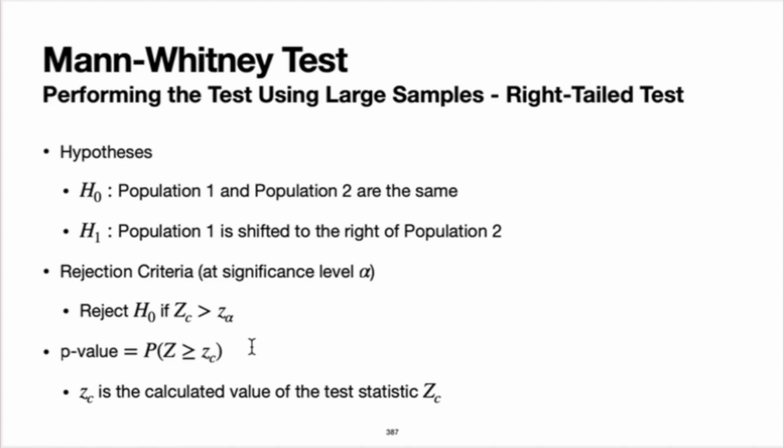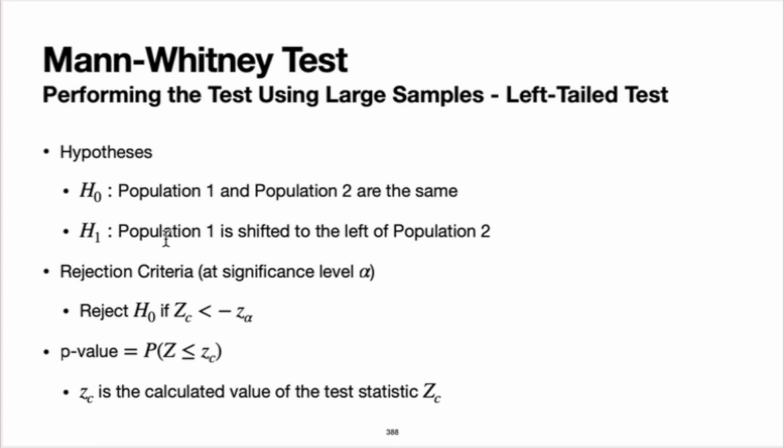The p-value for this right-tailed test is, as you would expect, because this is based on the reference distribution being the normal distribution, the probability that the standard normal random variable z is greater than or equal to the observed value of z-calc.